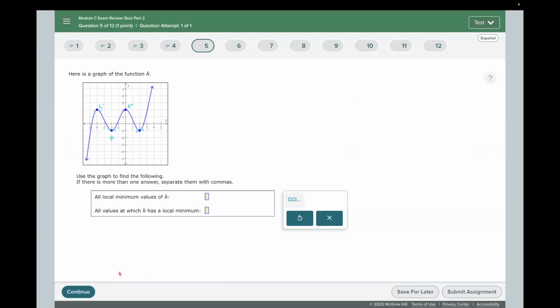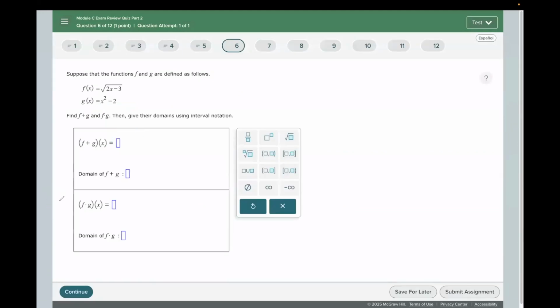So local minimum values of h. Oh, and I guess here, it wants the values, all values at which h has a local minimum. So this will be at x equals -2, x equals 2. And the value here is -1. So we'll put -1 here. Very good.